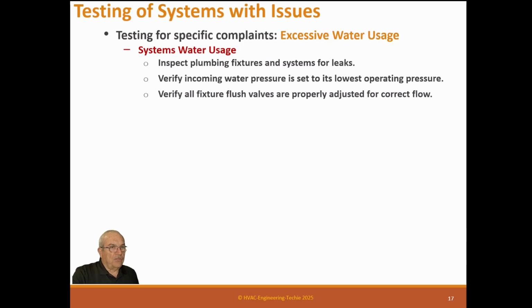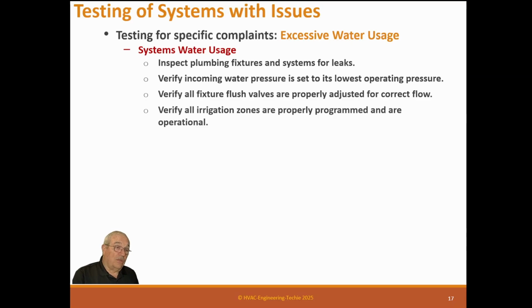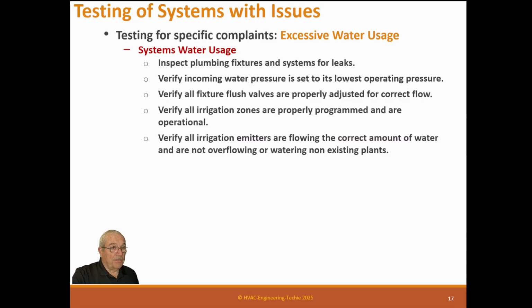Verify all fixture flush valves are properly adjusted. Verify all irrigation zones are properly programmed and are operational. The two main water usages in the building are plumbing fixtures and irrigation. That's the two main water systems. Now, third is if you have a mechanically water-cooled system in your building, it will be the cooling towers. Cooling towers use a whole bunch of water. But those are the three operational things.